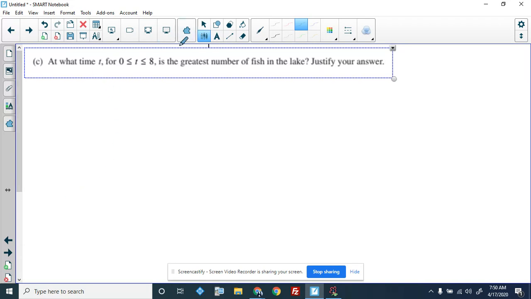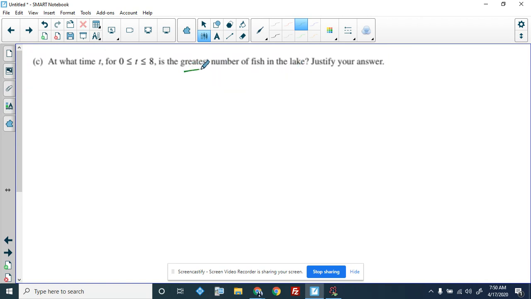Let's go to part C here. It says, at what time t between 0 and 8 is the greatest number of fish in the lake? So greatest number, so we're thinking max there. We want a max, right? And then justify your answer.